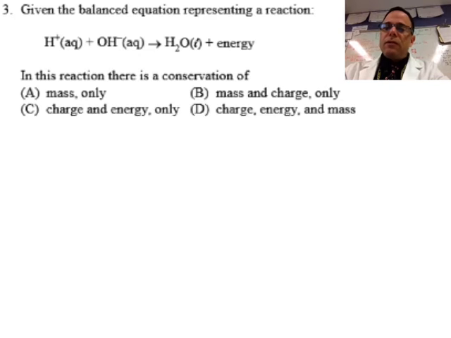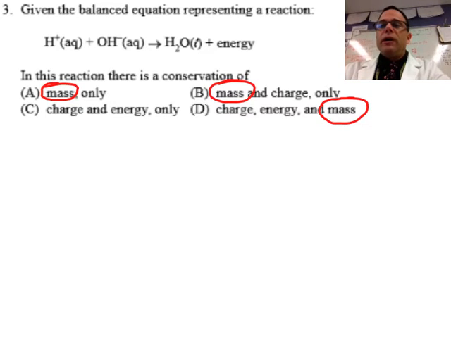Let's first look at the idea of conservation of mass. So here we have 2 hydrogens on the reactant side, 2 hydrogens on the product side. We have conservation of mass by way of hydrogens. 1 oxygen as a reactant, 1 oxygen as a product. We do have conservation of mass, so that works, and that works. Alright, so choice C is eliminated.